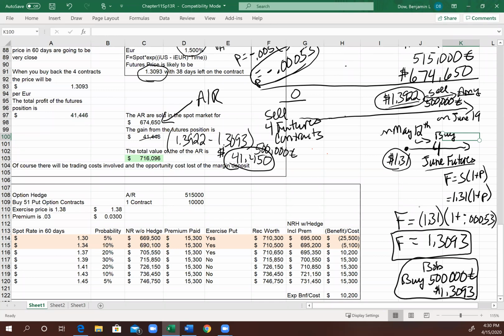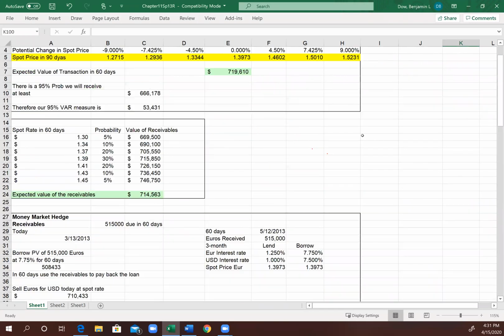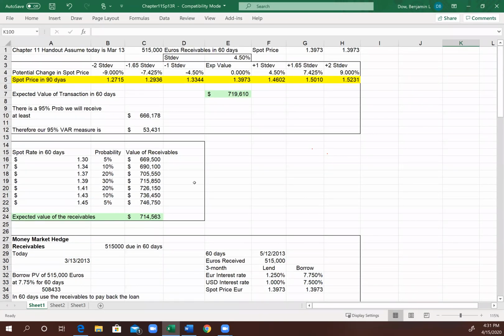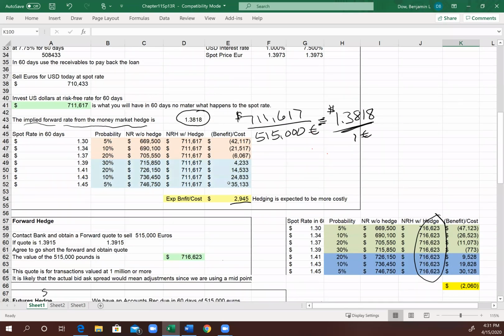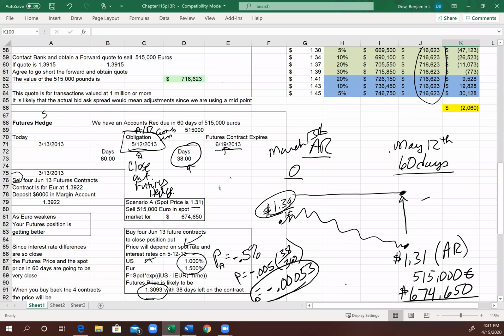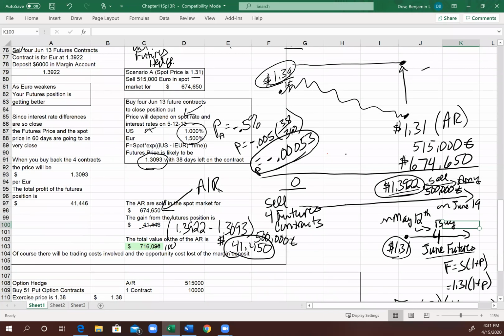And so if I add that back to the 674,650, I should get 716,100. Okay. Now look, that's right back where we expected the value of the euros to be. We expected them to be right around 716,000. So if we go back up top, you can see the expected value of the receivables around 714.5. Using this forecast, it was 719.6. So somewhere around there. So the futures hedge brings us back to 716,100.